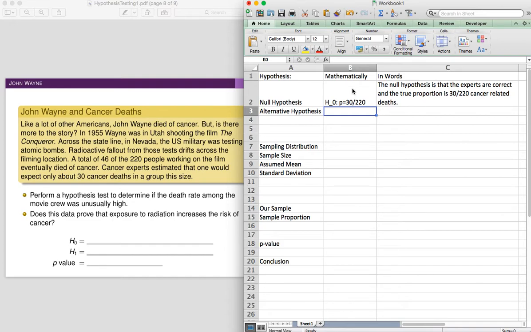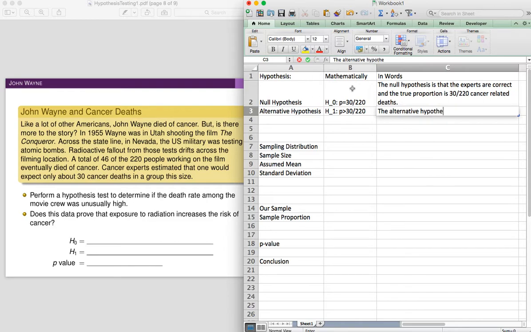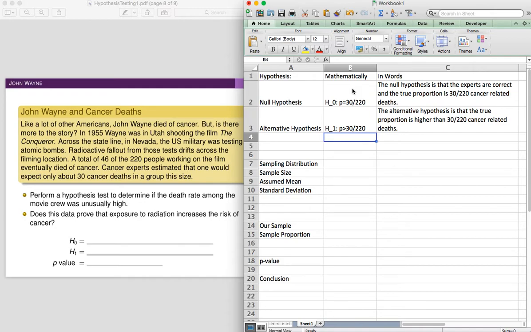Now the alternative hypothesis should be based on our new information. So our alternative hypothesis is that the true proportion is actually greater than this. Sorry about my typos here. So the alternative hypothesis is that the true proportion is actually higher than 30 out of 220 cancer-related deaths.